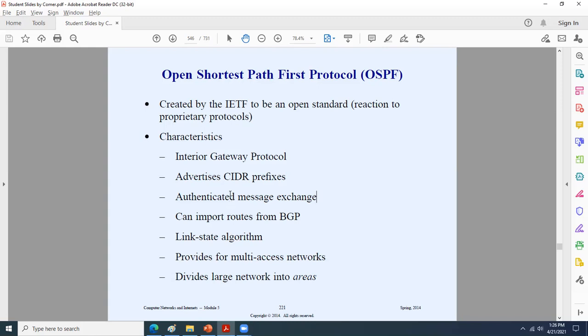It can import routes from other protocols. Border Gateway Protocol is a protocol for routing that's associated with redundant routers. So if you have something out here near the internet and you have two internet service providers, you'd have BGP working, and each of them can advertise routes on the different service providers' networks.